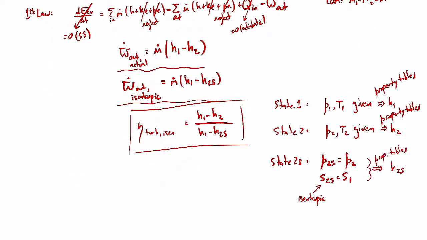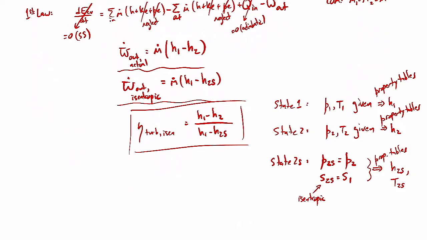It's just that instead of temperature, we're given specific entropy. From those property tables, you could also find T2S while you're at it. So you can find both of those and any other properties that you're interested in. So that's generally how one would find the isentropic turbine efficiency.